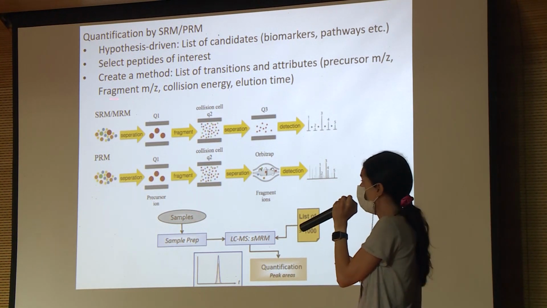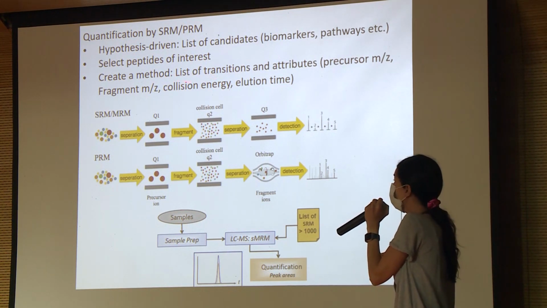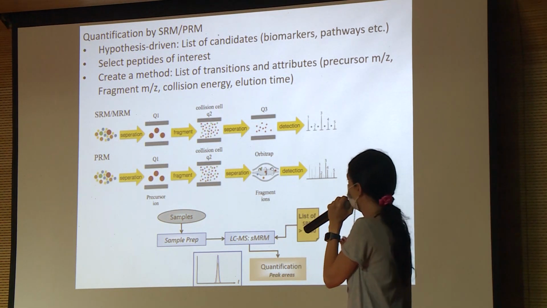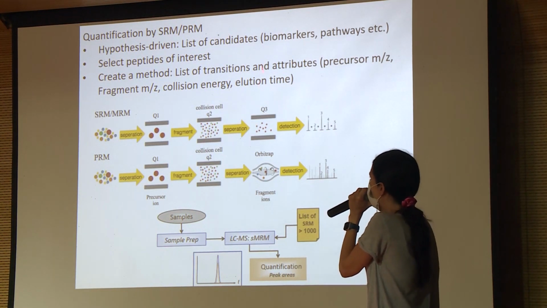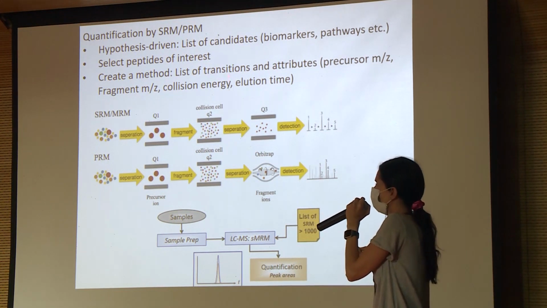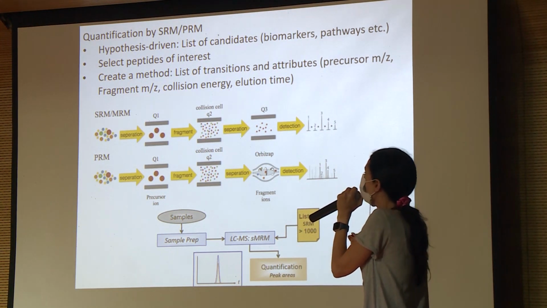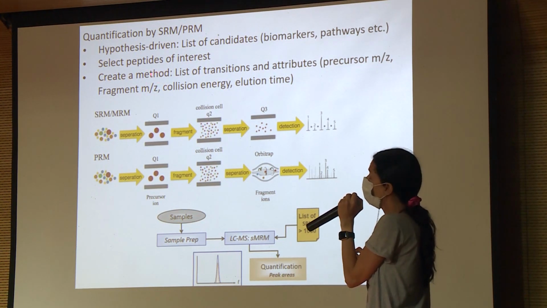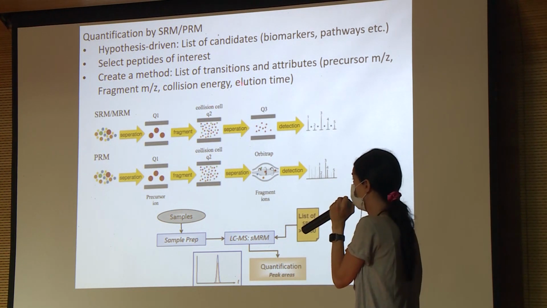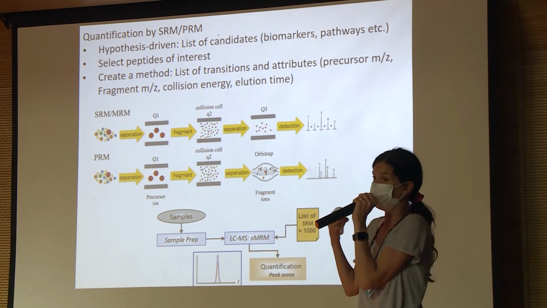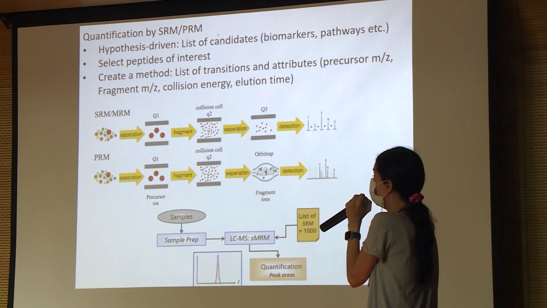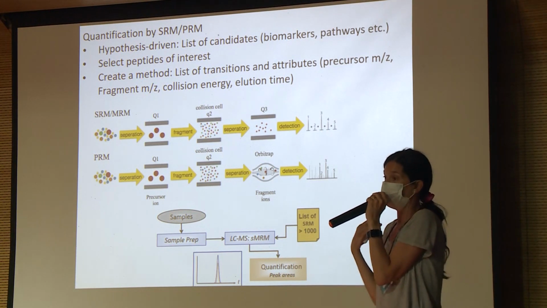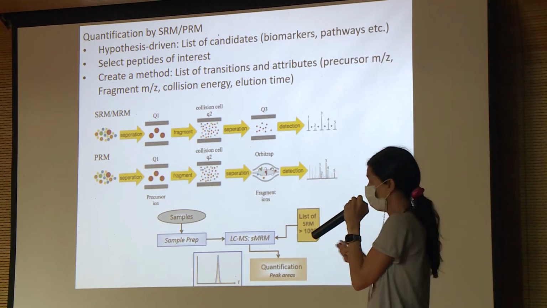We create a special method for the instrument where we are giving it the list of transitions. By transitions, we mean fragments that we want to measure. They're called transitions in these experiments. And of the attributes of those transitions. And by attributes, we mean, of course, their m/z, but the collision energy with which we plan to acquire them, or how much energy we give the fragmentation cell to get them, the elution time in the HPLC if we have it. So as you can tell, we need to have done previous runs and analysis to be able to design one of these targeted experiments.